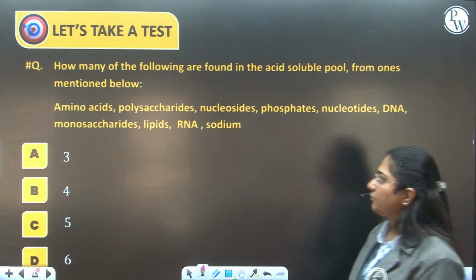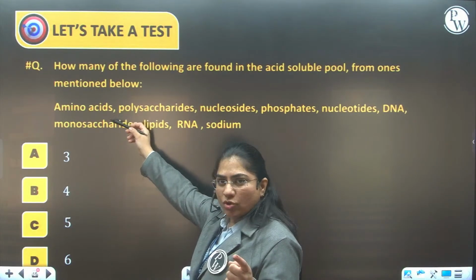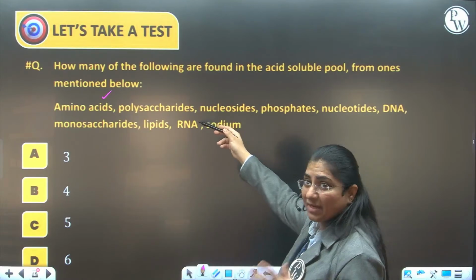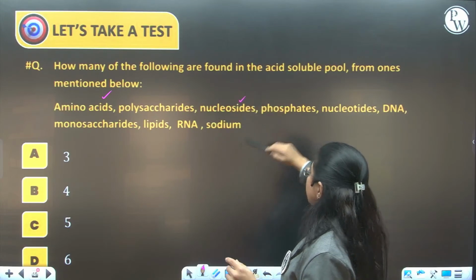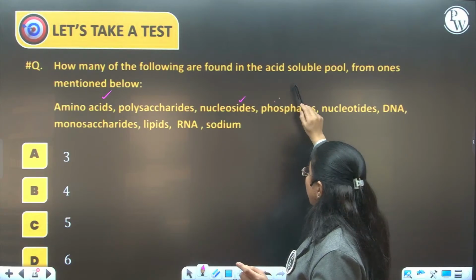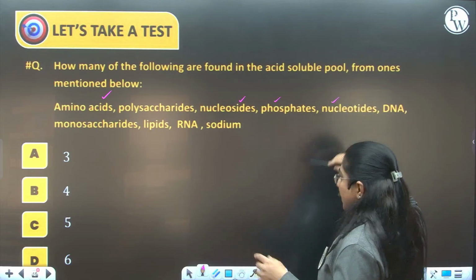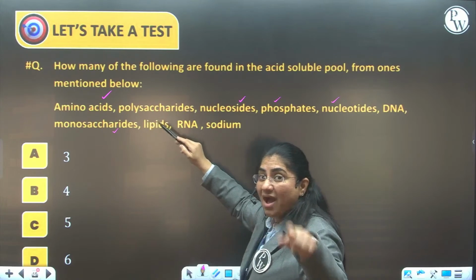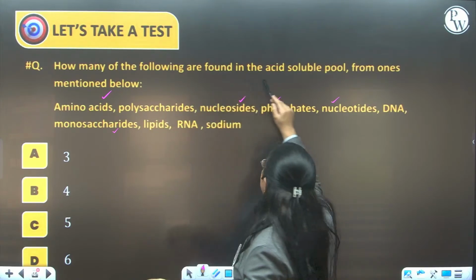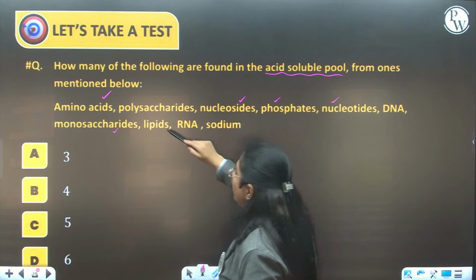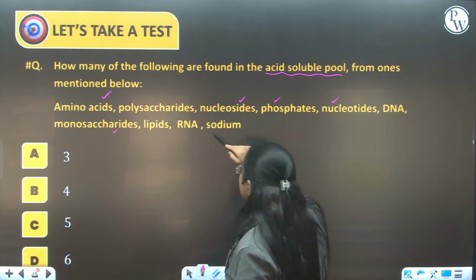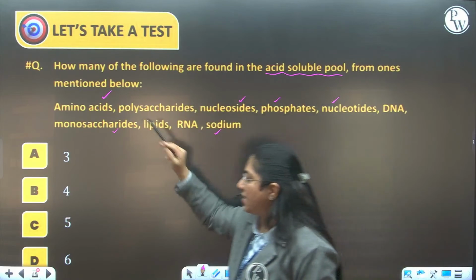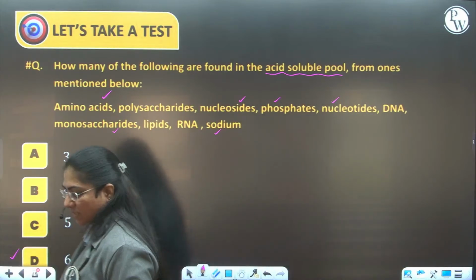So let's see. Amino acids, they are monomers. Yes, they will be found in the acid soluble pool. Polysaccharides, polymers, no. Nucleosides, yes. Phosphates, we studied inorganic, yes. Nucleotides, yes. Monosaccharides, yes. Lipids, no. They are micromolecules, but not in the acid soluble pool. RNA, polymers, no. Sodium, yes. So there will be 1, 2, 3, 4, 5, and 6. So the answer would be 6.